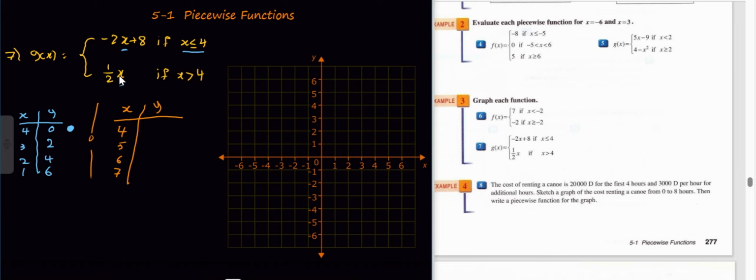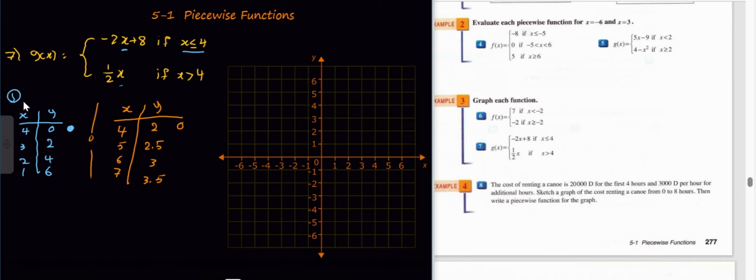When we put 4 here, it will be 1 over 2 multiplied by 4, which equals 2, or 4 divided by 2 is 2. And if you put 5, it will be 2.5. If we put 6, it will be 3. If we put 7, it will be 3.5. And now here we are not going to fill this circle. Why? Because we don't have an equal sign.